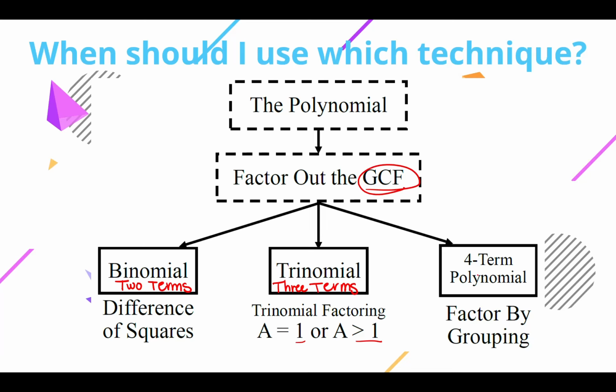And then we have what's known as a 4-term polynomial. That would be literally 4 things on there. We are going to do factor by grouping for that kind of problem. So let's practice each technique.